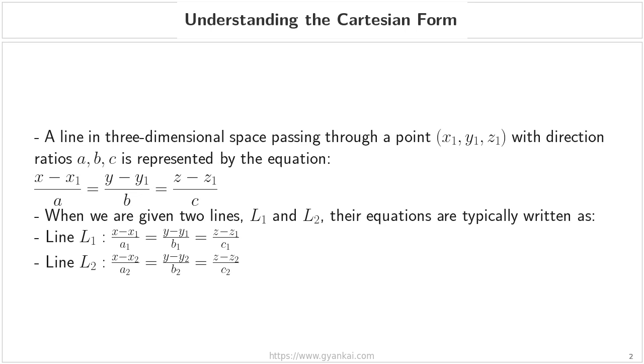In practice, when we are working on problems involving the angle between two lines, we will usually be presented with two separate equations, which we'll call line L sub 1 and line L sub 2. For line L sub 1, we'll have its own set of coordinates and direction ratios, which we'll label with a subscript 1. So, x minus x sub 1 over a sub 1 equals y minus y sub 1 over b sub 1 equals z minus z sub 1 over c sub 1. Similarly, for line L sub 2, we use a subscript 2 for all the components. x minus x sub 2 over a sub 2 equals y minus y sub 2 over b sub 2 equals z minus z sub 2 over c sub 2.